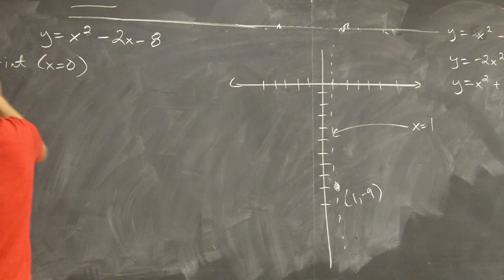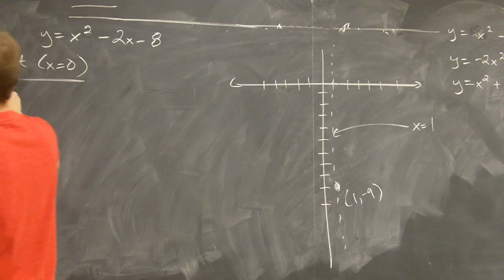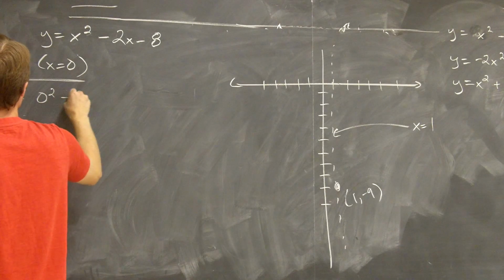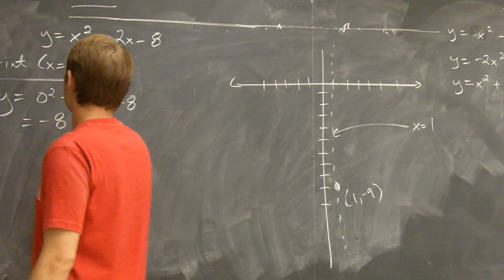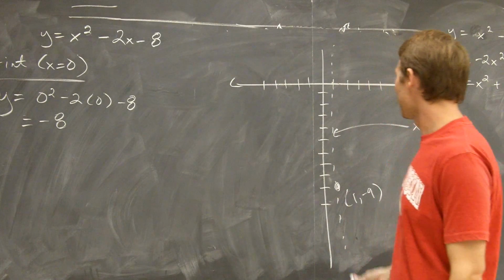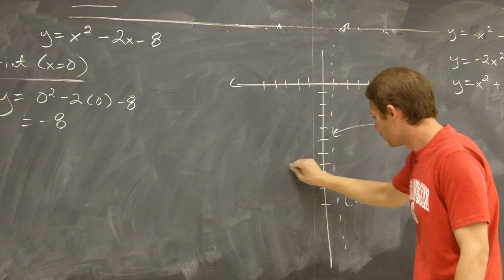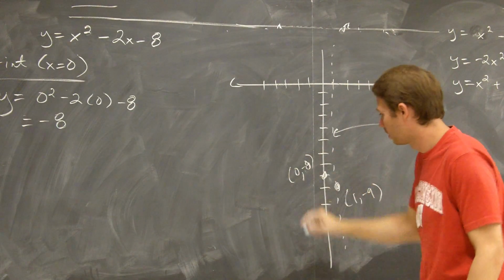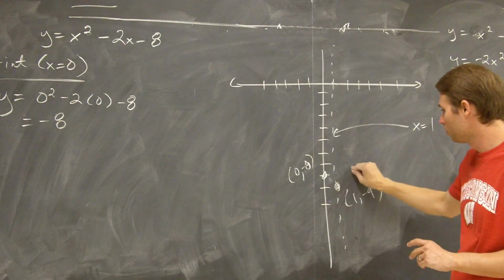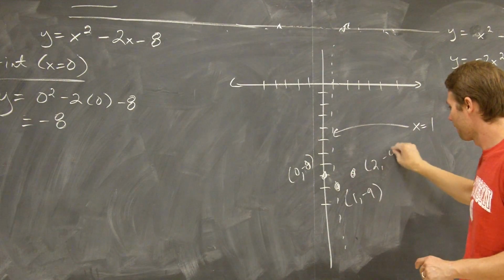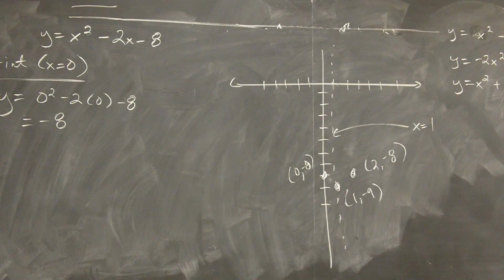Y-intercept, we'll do this by setting x equal to 0. So we'll get y is equal to 0 squared minus 2 times 0 minus 8. So there is a y-intercept at negative 8, or the point 0, negative 8. That means there's an equivalent point over here at 2, negative 8, because of the axis of symmetry. It tells us there's a symmetrical point on the other side.